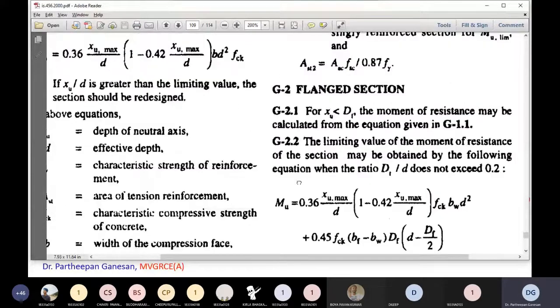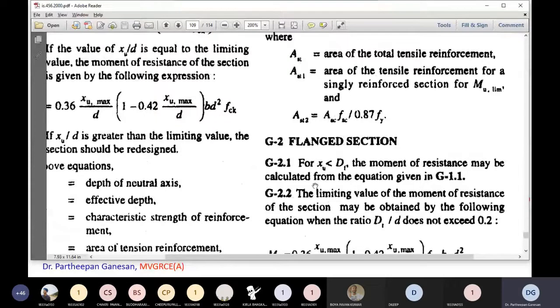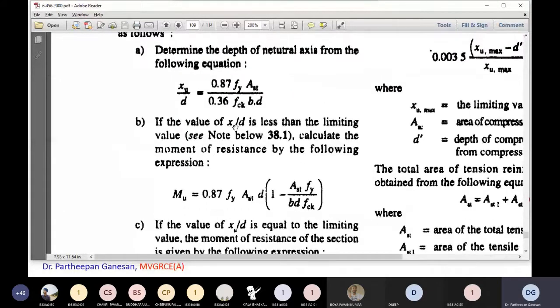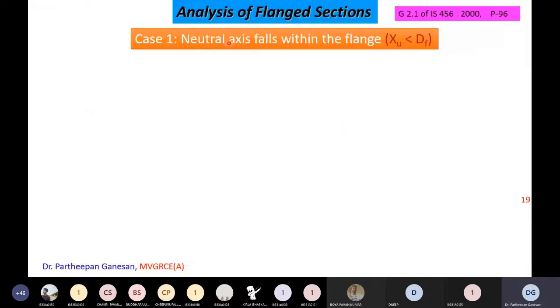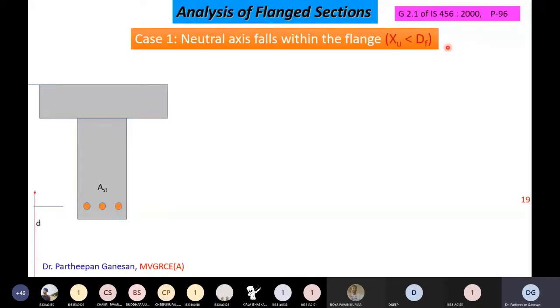For example, the first case 2.1 is for neutral axis depth less than DF. The moment of resistance may be calculated from the equation given in G1.1. Here, this one, moment of resistance, you can calculate from this one and this one, like that they are saying. We will see that in the next class, tomorrow's class. Like if the neutral axis falls within the flange, that means your XU is less than DF. Remember, this is your flanged beam.